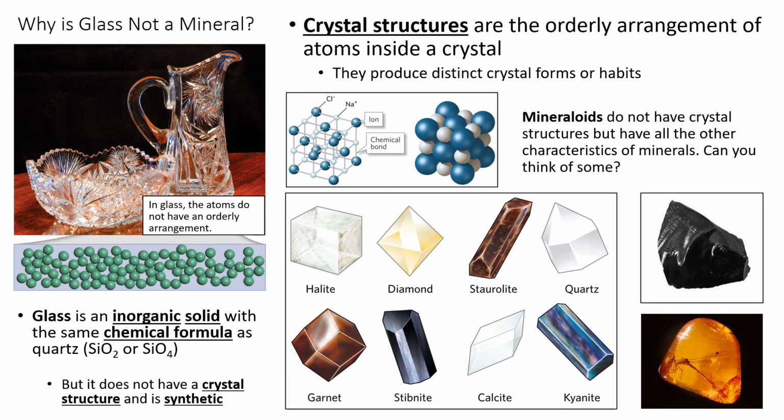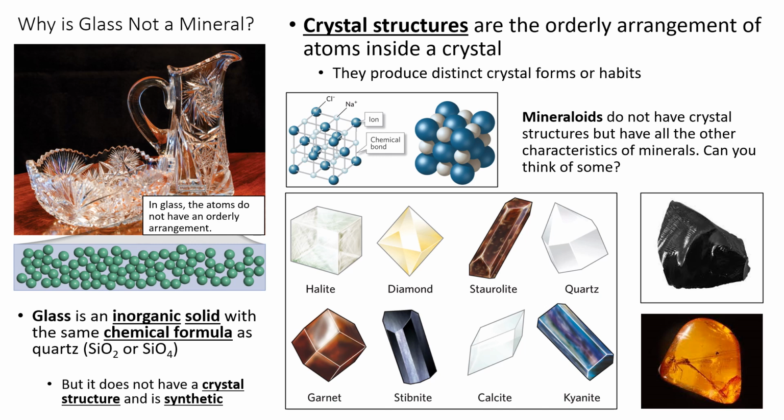So let's take an opposite example. Why is glass not a mineral? Well, glass is an inorganic solid with the same chemical formula as quartz, which is either SiO2 or SiO4, depending on how you define the quartz crystal. But glass does not have a crystal structure, and it is synthetic, meaning it's made by humans.